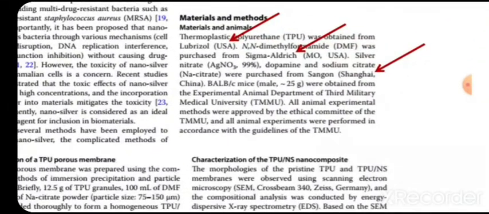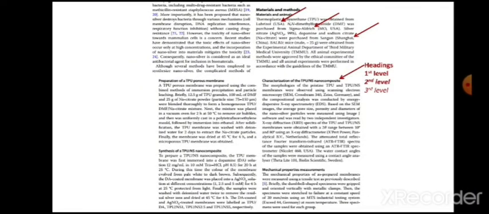Now, while writing the name of materials, you need to write the source of that particular material. Here USA is mentioned, which means this is obtained from another country. You need to mention the name of the company from which that chemical is procured. So here the name is written Sigma Aldrich from USA. Then this chemical is purchased from Shanghai, China. This is how you need to write the source of that particular material. This is also an important part of scientific writing.